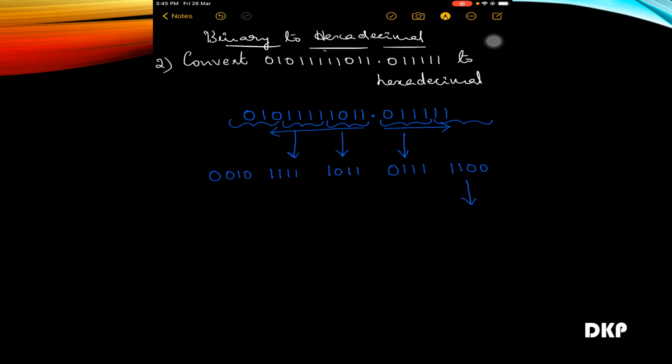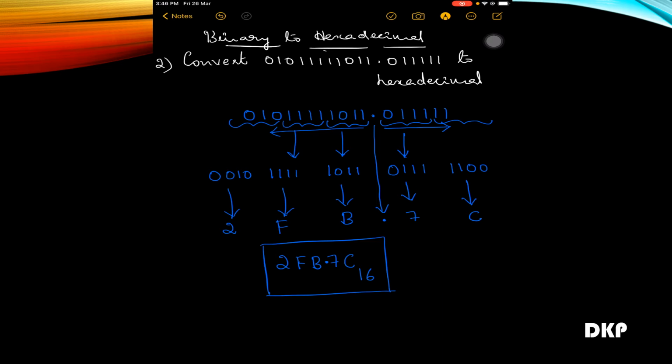Now you have to write the hexadecimal value. 1100 is C. Hexadecimal value for 0111 is 7. 1011 is B, and 1111 is F. 0010 is 2. So convert each group to hexa, and then the result is 2FB.7C. Don't forget to write the binary point. Here you have a binary point. Write the binary point and to the base 16. So this is the hexadecimal for the given binary value.